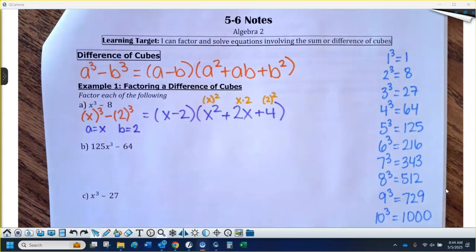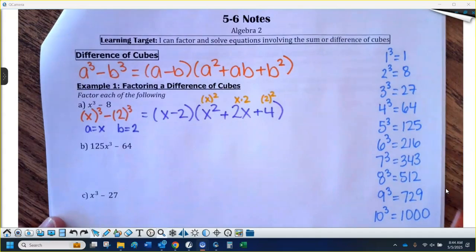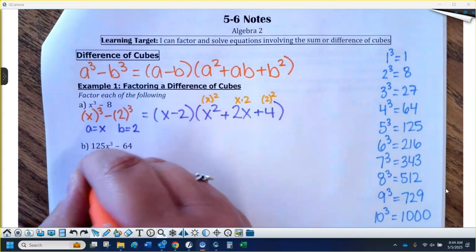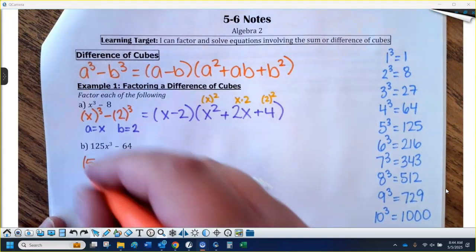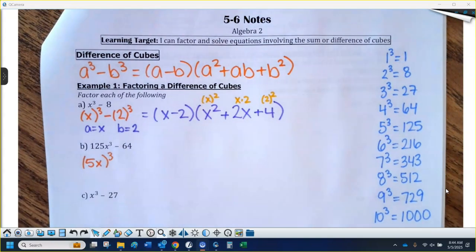All right, let me try this one. Okay, so if you see a number, come over here to this list and look, and you see 125. So 125 is really 5 to the third. So I'm going to write 5 there, and thank you, ma'am. I'm going to write x to the third, because 125 is 5 to the third, and x to the third is x to the third.